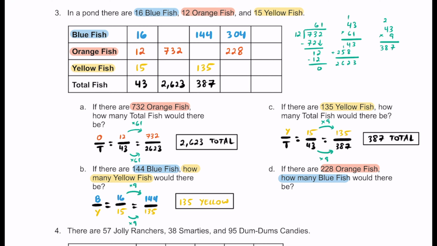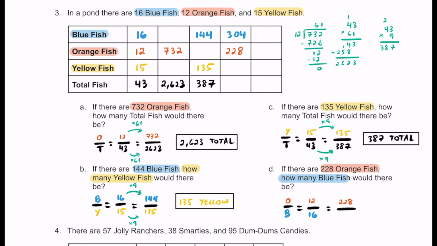Now, what would this ratio look like? Well, we put orange on top and then maybe blue on bottom. What was the original ratio of orange to blue? We were told orange is 12, blue is 16, so 12 to 16, also known as 3 to 4 if you wanted to use the simplified version. And so we were told that there were 228 of these orange fish, so 228 would go on top.